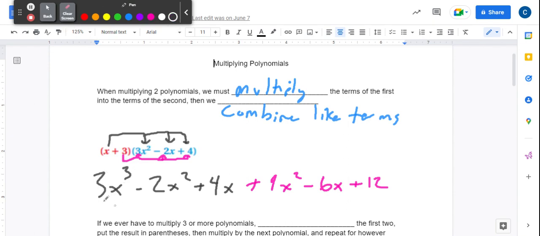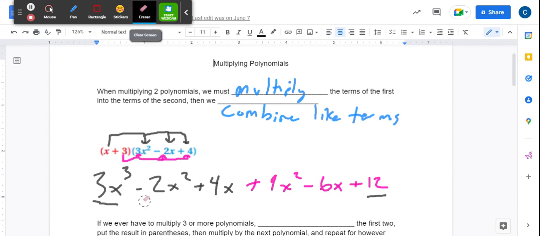Well, 3x cubed, there's no other x cubes in here, so that kind of stays by itself. The 12 stays by itself because we can't really combine the 12 with anything, but we can combine the 2x squared with the 9x squared, and we can combine the 4x with the minus 6x. Okay, so when we simplify this thing down, we know that negative 2x squared plus 9x squared is going to give us 7x squared.